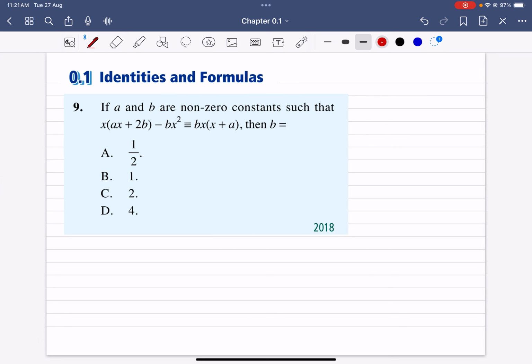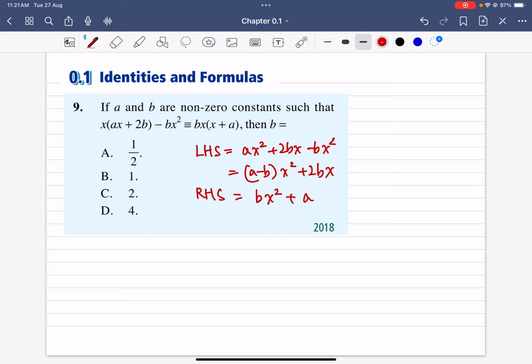Okay, one more. You have to find out the unknown B here. So you have these two terms like this. Then what will you do? So you can try on the left hand side to simplify terms. ax squared plus 2bx minus bx squared. Then that means you have (a minus b) times x squared plus 2bx. And for the right hand side, you can get bx squared and then plus abx.